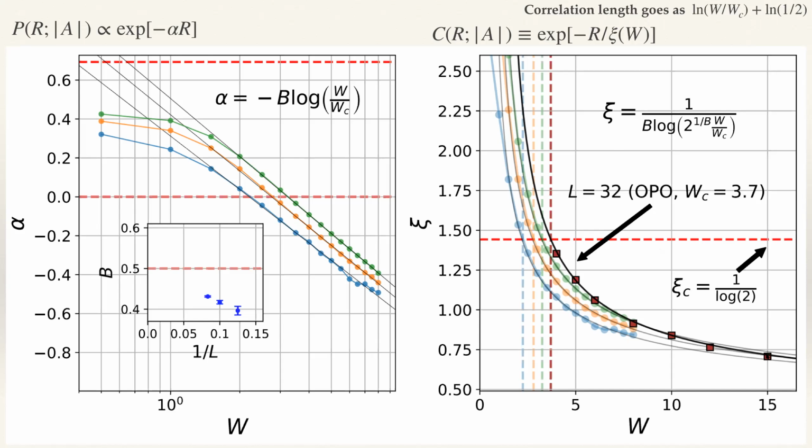The correlation lengths we pull out from this approach are these black dots. The correlation length we predict from this log W over WC plus log 1/2 is this black line, and they fit each other beautifully. This was like magic. We have no idea why this should be as good as it is. Everything just falls together here. So I'm really proud of this work. I think I really like this result.